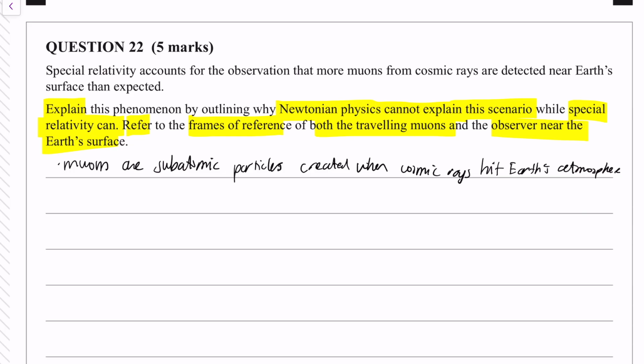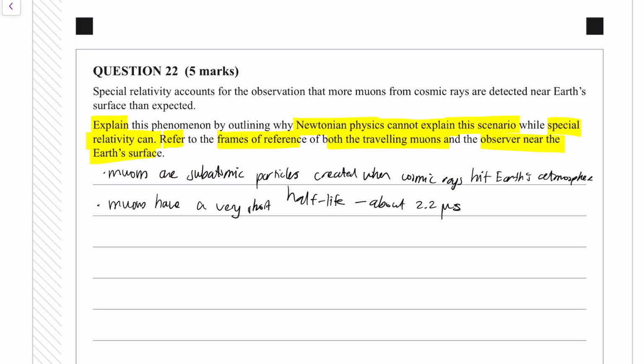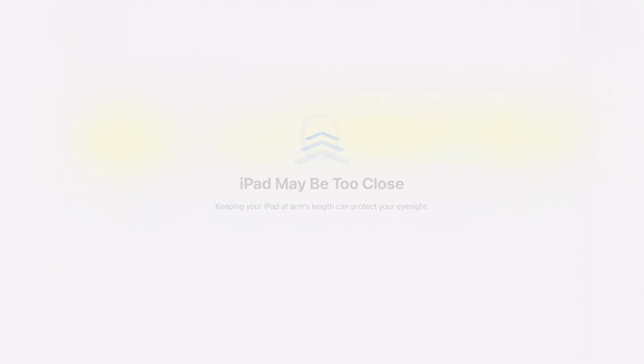like a context statement you can make, but the real first mark you get is saying that muons have a very short half-life. Okay, and if you want to remember, it's about 2.2 microseconds. Okay, so that symbol there, mu, just means micro. Okay, so you get a tick by saying that muons have a very short half-life. Okay, apologies.